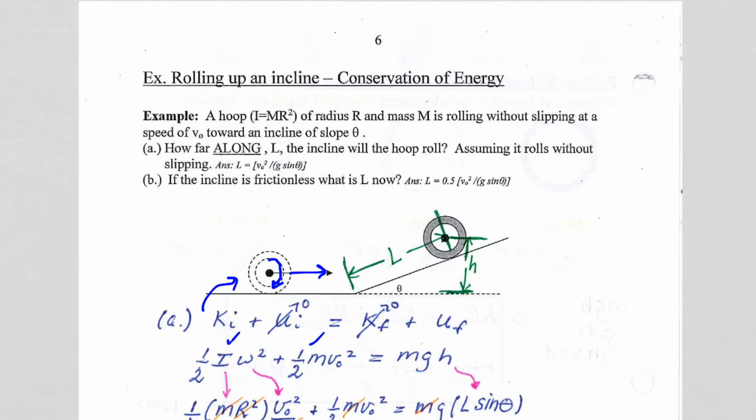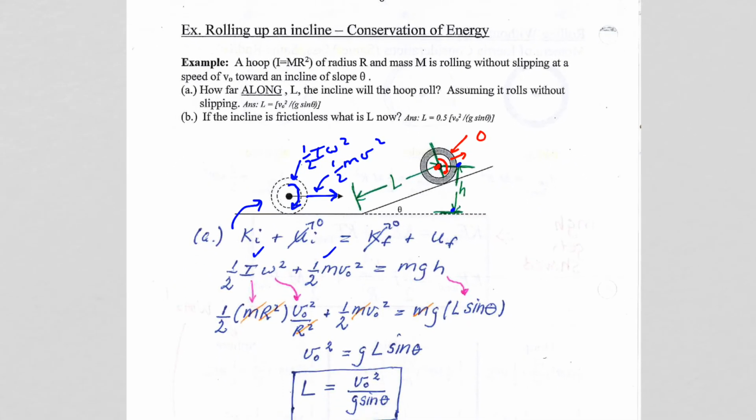So we have the 1/2 I omega squared and the 1/2 mv squared. And that kinetic energy is going to be converted into mgh. And when it comes to a stop at this point, it has stopped rotating, and it has stopped translating. So both are 0 when it gets to this point. Okay, and then we just have a little bit of algebra to do.